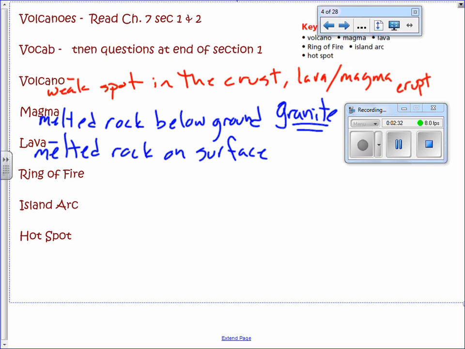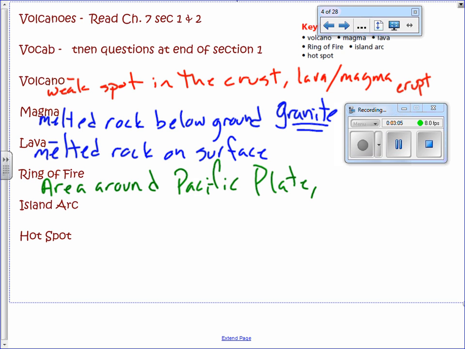Many of you on the unit test said that granite was metamorphic. Granite is igneous rock. And so then the ring of fire is the area around the Pacific plate. So it's a plate boundary. And much of this area is subduction zone, so there's a lot of volcanoes.